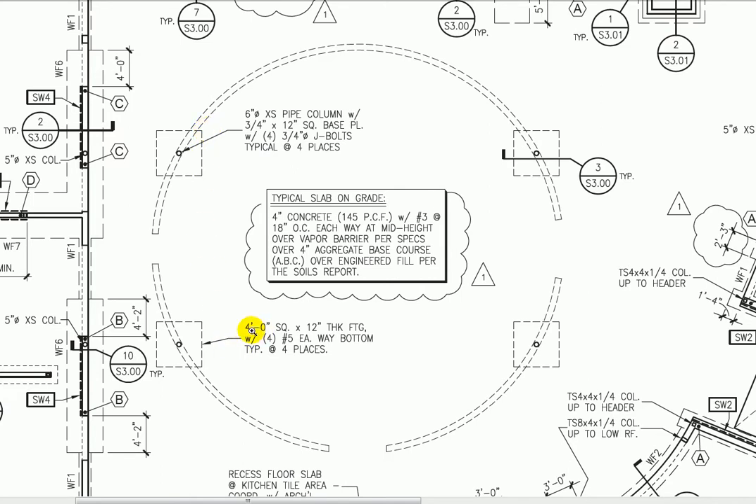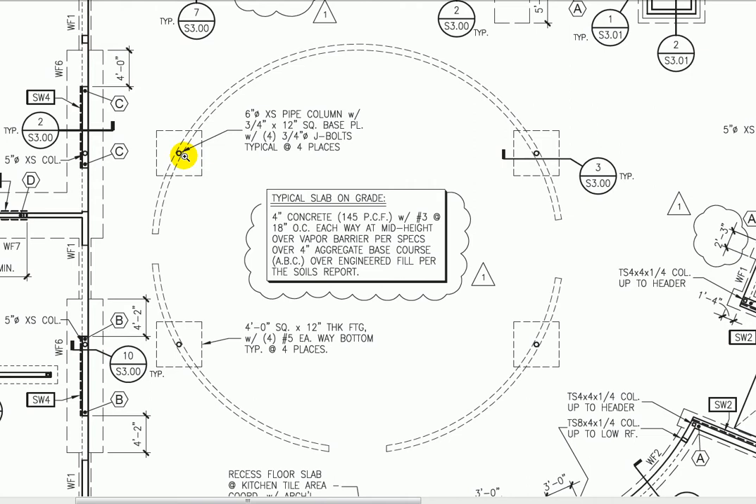Here it's called out, a 4-foot square by 12-inch thick footing with 4 number 5s, each way, typical of 4 places. Okay, so there's 1 of them, there's 2 of them, there's 3 of them, there's 4 of them. Here's a detail cutting through 1 of them, again on detail 3 on S300. And these round things are steel pipes.